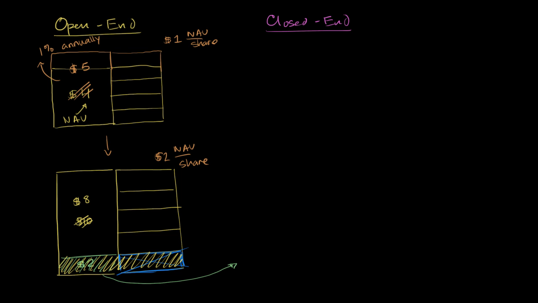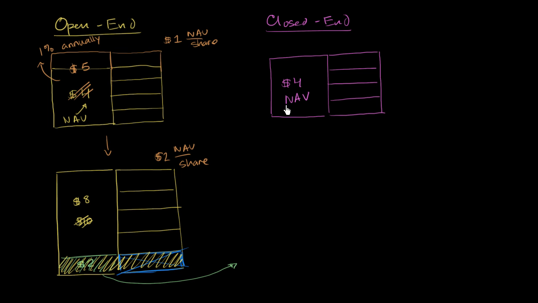In a closed-end fund, you don't transact in that way with the fund managers. It can start off very similarly. So let's do it in a very similar way. Let's say when you create your closed-end fund, you go to 4 investors who each give you $1. So let me draw that. 4 investors who each give you $1. So you have a $4 NAV, $4 net asset value.